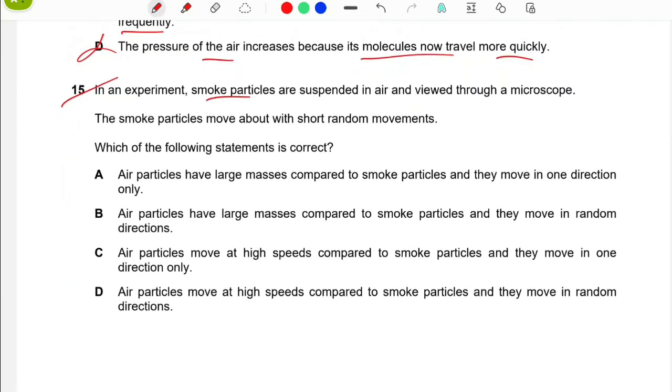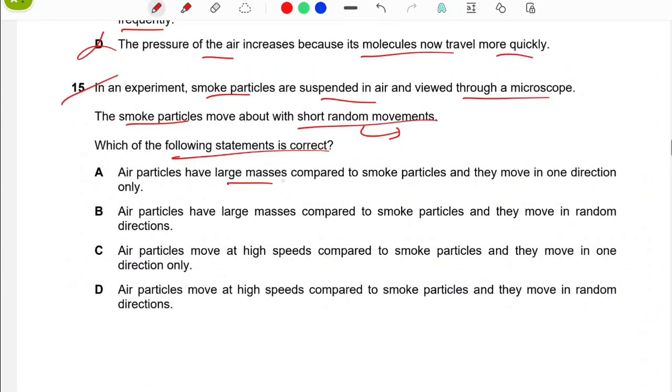In an experiment, smoke particles are suspended in air and viewed through a microscope. So are they trying to check Brownian motion? I mean, I have not read the question, I'm just assuming. Smoke particles move about with short random movements. Okay, random came up, so it must be about Brownian motion. Which of the following statements is correct?